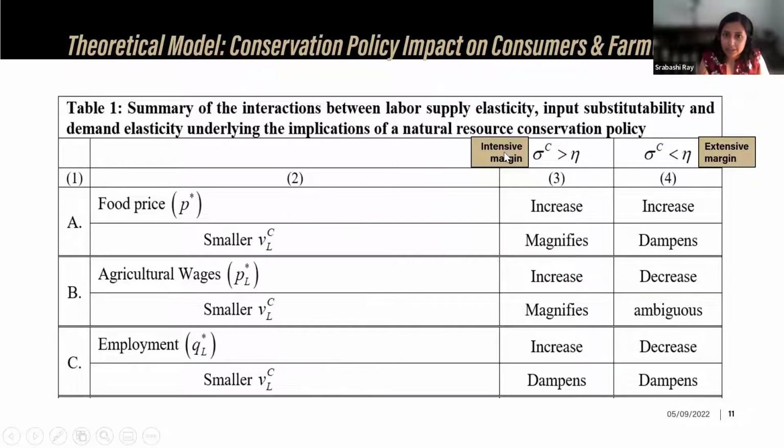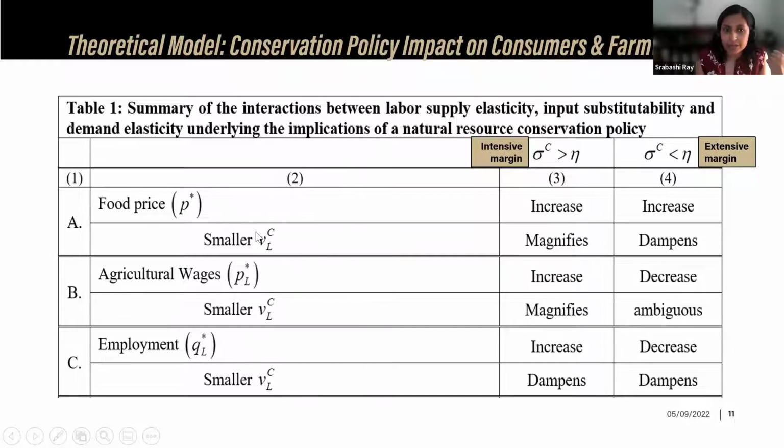The intensive margin is when some of the land is restricted from production, so producers use more inputs on the land that is available for cultivation. Whatever land remains in cultivation is more intensively managed. We characterize that case as sigma greater than eta. In this case, there is also an increase in food price. However, there is also an increase in agricultural wages and employment. So you can see under these two different assumptions, how agricultural workers are impacted is different.